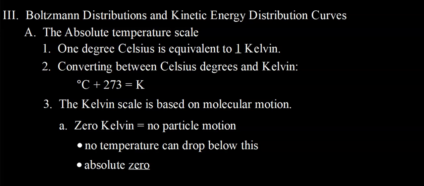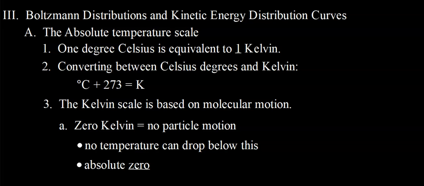Next up, we have Boltzmann distributions and kinetic energy distribution curves. First, though, a little note about the absolute temperature scale. If you ever see the term absolute temperature, it means the Kelvin temperature scale.